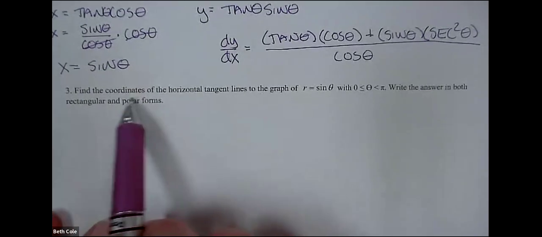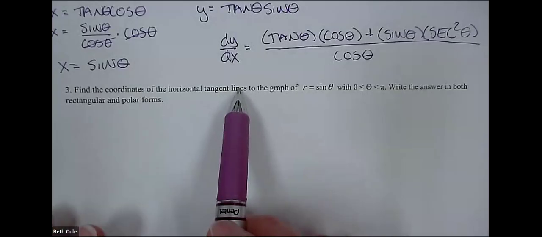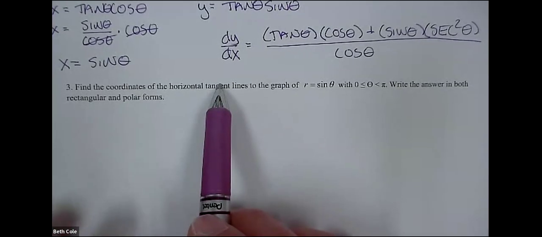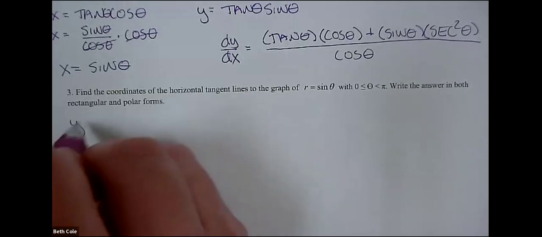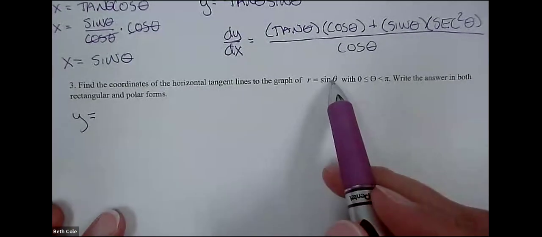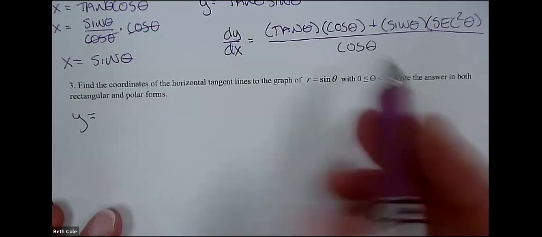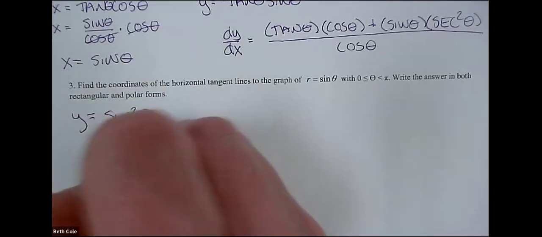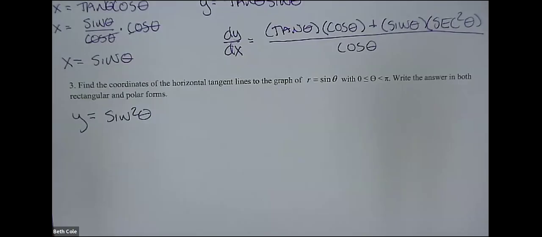All right, so this one says find the coordinates of horizontal tangent lines. Does that mean we want to be looking at x or y? Y, all right? So y equals r sine theta. R is sine, so it's going to be sine squared of theta. Cool.